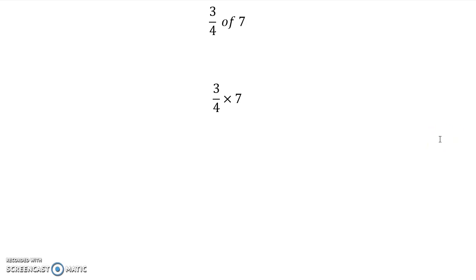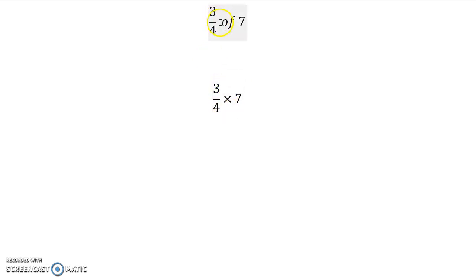The key in turning a language statement into a math statement, or in turning a math statement into a language statement, is to realize that sometimes two different looking things can actually be exactly the same thing. Of and times are exactly the same thing.